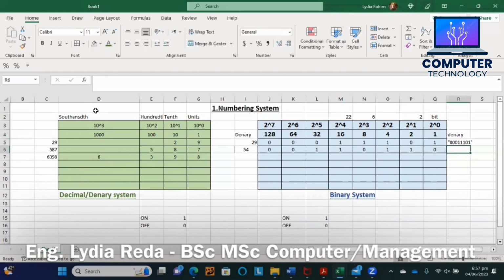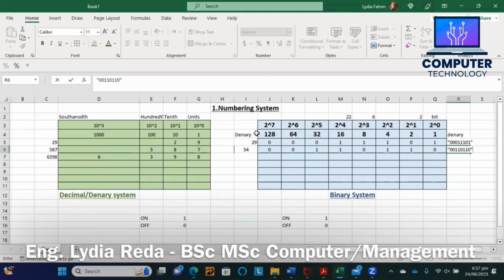So again, the 54 in binary is 0, 0, 1, 1, 0, 1, 1, 0. So how do we transfer a decimal, or in computer science we call it denary, number to a binary number? It is as simple as that.